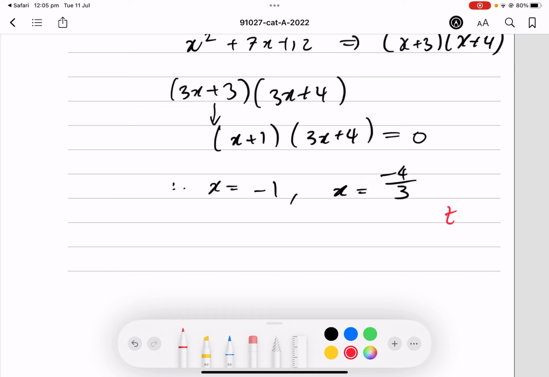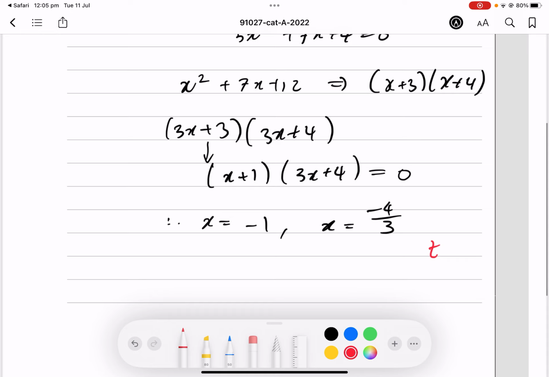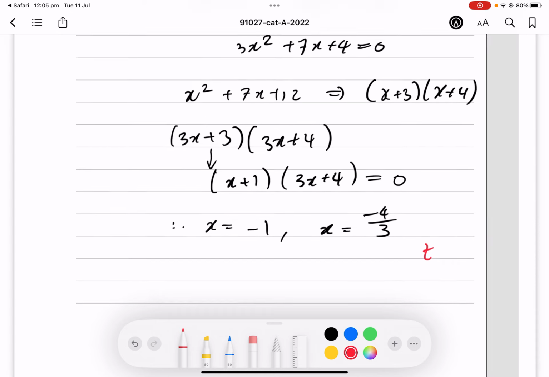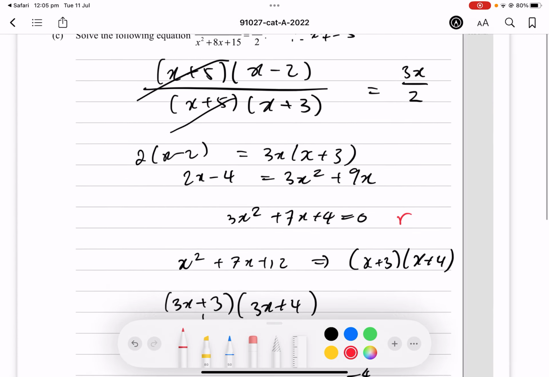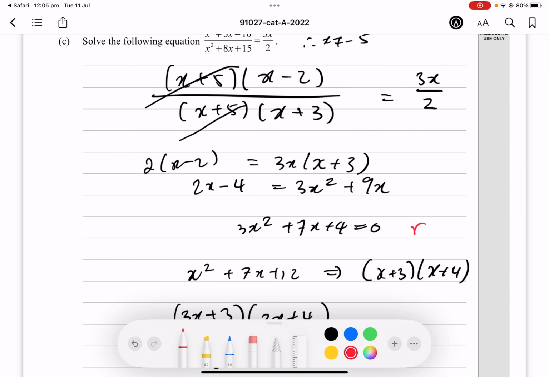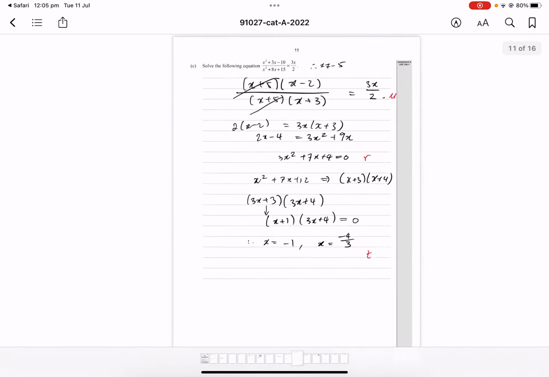answers. If you can correctly rearrange the equation to a quadratic equation equal to 0, you'll get a merit. So this step here is a merit. To get an achieved, if you can factor and simplify both the numerator and denominator, you'll get an achieved. So up to this step is an achieved grade.